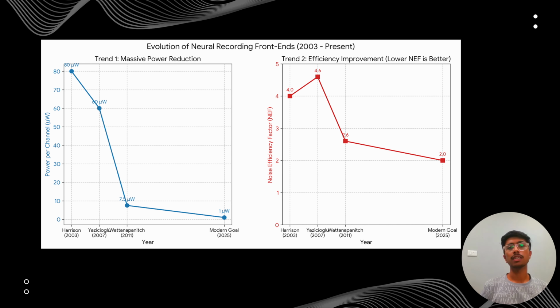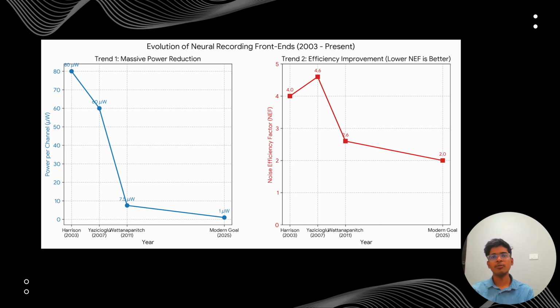The data shown in this slide is compiled from well-known research papers published over the last 2 decades. Each column represents a representative front-end design from the literature rather than results from our own implementation. Specifically, these works span from Harrison, Yazicioglu, Wattanapanitch, with the final column showing a modern design target based on current research trends. Looking at the techniques used, early papers relied on basic CCIA architectures, while later works introduced chopper stabilization and current reuse to improve noise power efficiency.